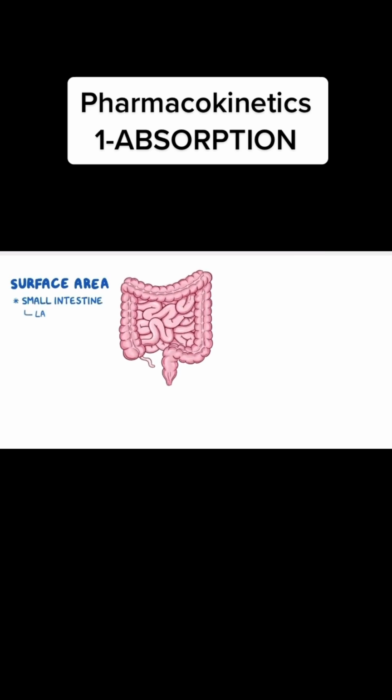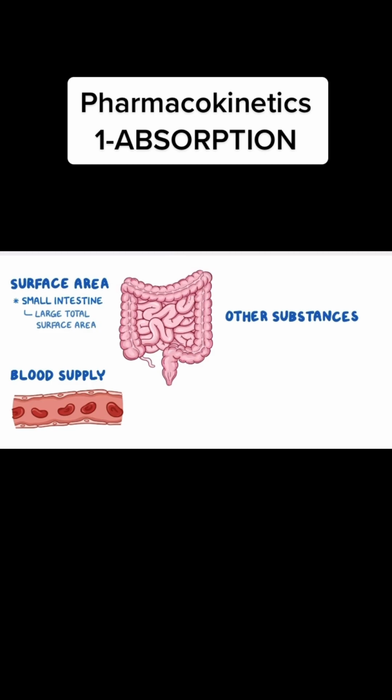Okay, now another factor that affects absorption of a medication is the surface area available. In this regard, a good place for absorption is the small intestine, which has a very large total surface area, approximately the size of a tennis court. Other factors that can affect the rate and extent of absorption include the amount of blood supply to the absorption site, as well as the presence of other substances, such as certain foods in the gastrointestinal tract, that can either promote or inhibit absorption.